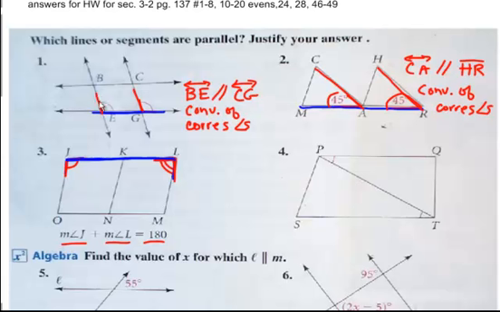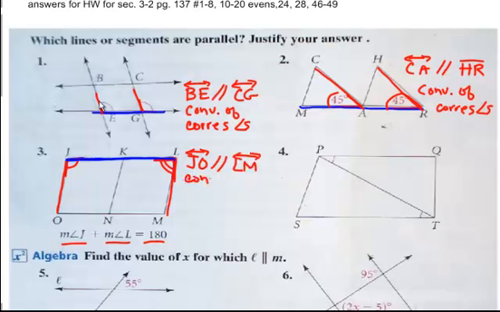What are my parallel lines? Well, my parallel lines are this line right here, JO, must be parallel to this line right here, LM. And how do I know? Converse of same side interior angle theorem.